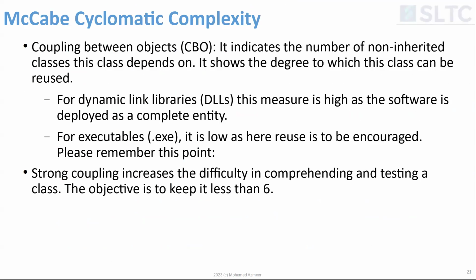So when it comes to complexity, we are also looking at coupling between objects, CBO. What does that mean? It indicates the number of non-inherited classes this class depends on. Say I have a class, let's say it's called Sum, and how many other classes do I need to work with that are not inherited by me? If I have to work with multiple classes, then it is very complex, isn't it?